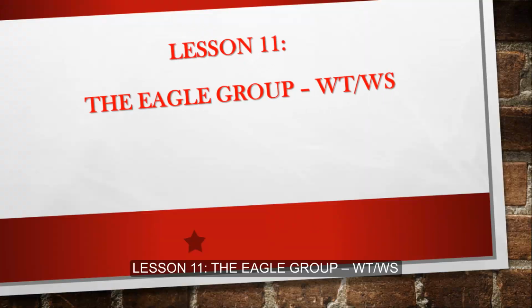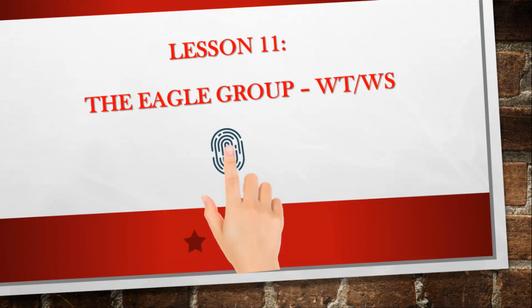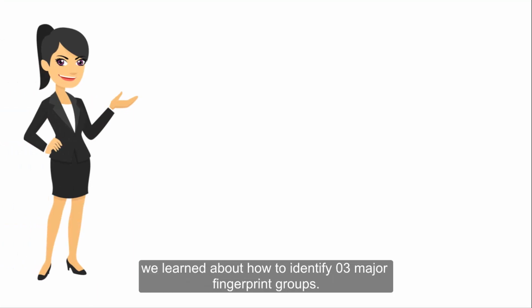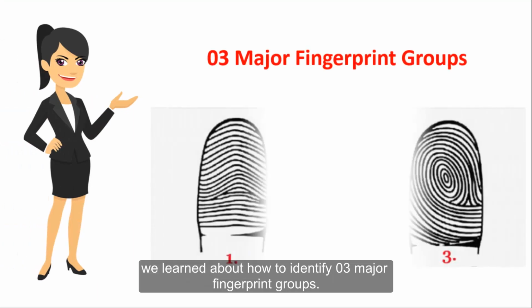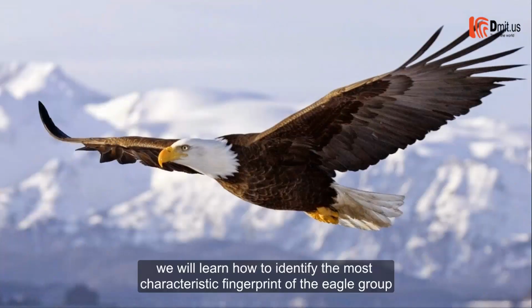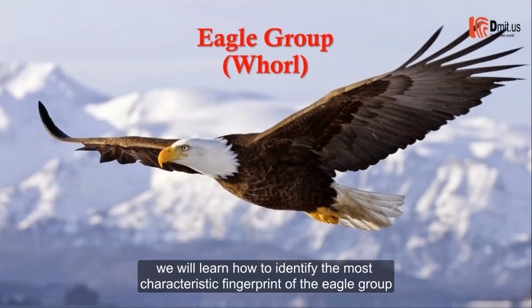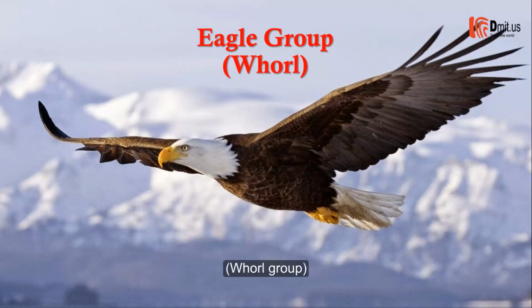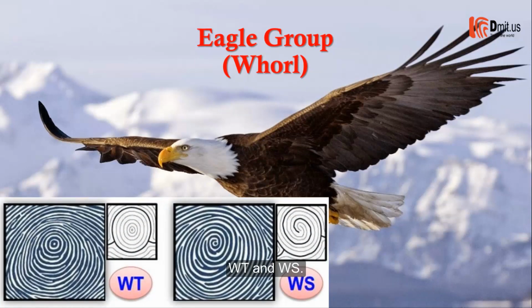Lesson 11, the Eagle Group, WT and WS. In the previous lesson, we learned how to identify the 3 major fingerprint groups. In this section, we will learn how to identify the most characteristic fingerprint of the Eagle Group, the World Group, including WT and WS.